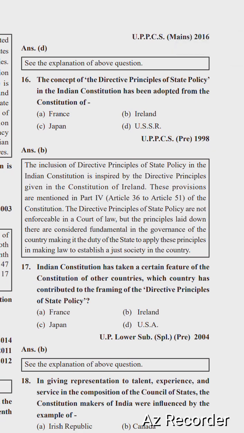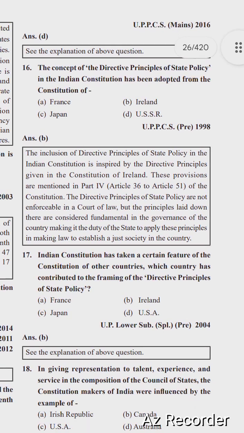So next question is, the concept of directive principles of state policy in the Indian constitution has been adopted from the constitution of, options are France, Ireland, Japan and USSR. Right option is option number B, Ireland. The inclusion of directive principles of state policy in the Indian constitution is inspired by the directive principles given in the constitution of Ireland, and these provisions are mentioned in Part 4 of the constitution.